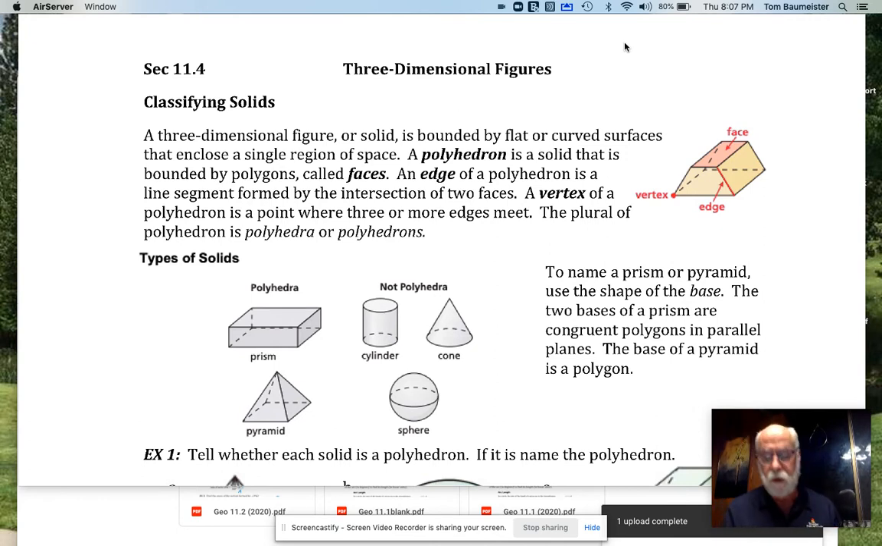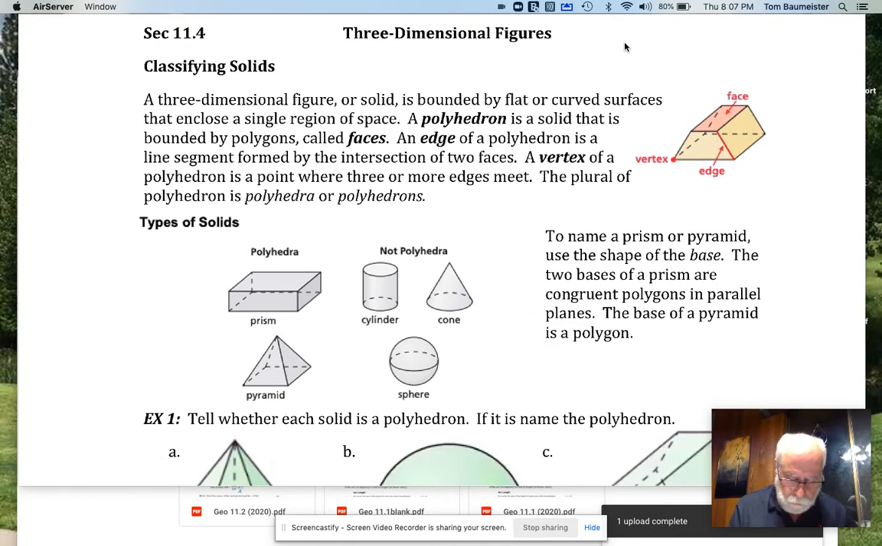What they're telling you is that you'll hear it either way. So when we're talking about types of solids, there's polyhedra and there's not polyhedra. As you can see, the prism and the pyramid are polyhedra, and a cylinder, because it's circular, a sphere, because it's circular, and a cone, because it has a circle, are not polyhedra. Again, it has to have a polygon. To name a prism or pyramid, use the shape of the base.